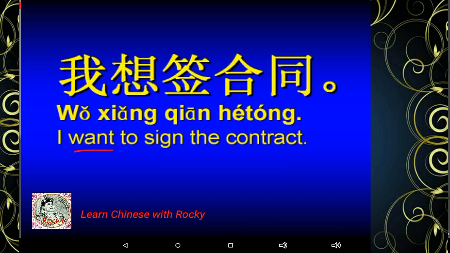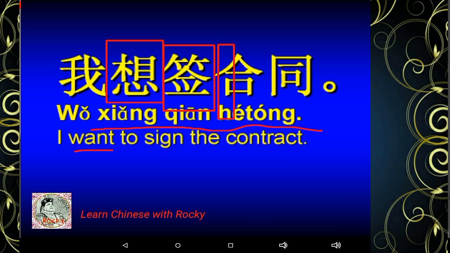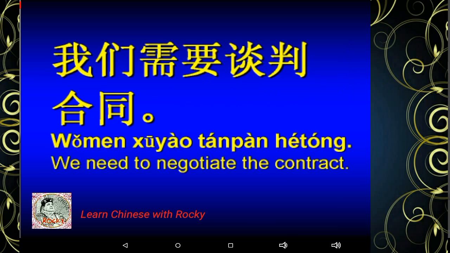Our first sentence is, I want to sign the contract. 我将签合同. I want to sign the contract. All right? 签, this character right here, 签 is to sign. These two characters right here are 合同. 合同 is contract. Contract.